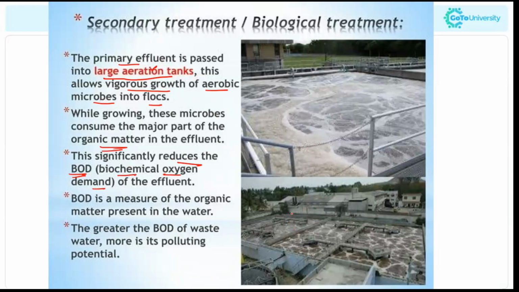The organisms are consuming all the organic materials, and as a result, what is BOD? BOD is a measure of the organic matter present in the water. If the organic matter, for example carbohydrates or proteins, is decreasing, that means the BOD is also decreasing. So the greater the BOD of wastewater, the more is its polluting potential. You have to remember this: if BOD is high, it is more polluting. Pollution is directly proportional to the value of BOD, that is biochemical oxygen demand.